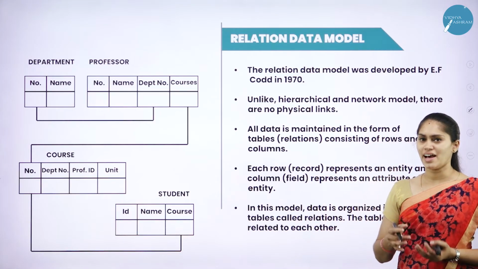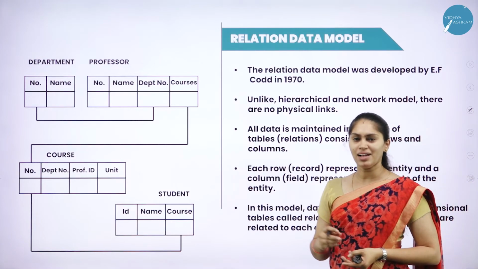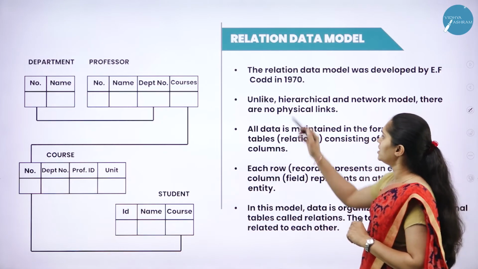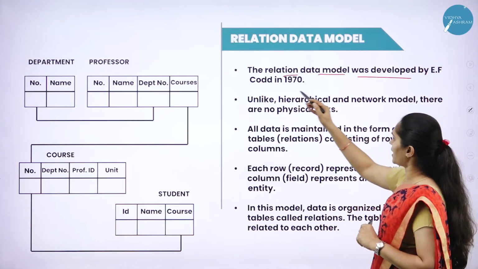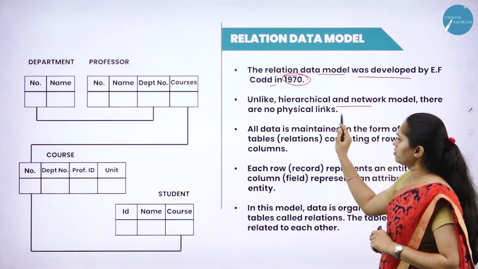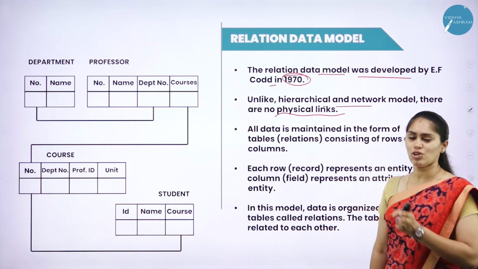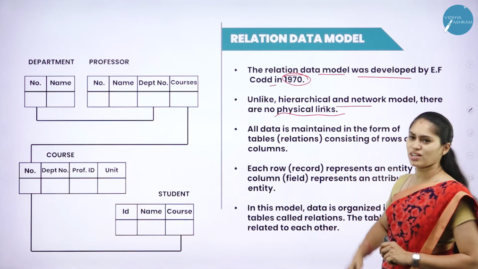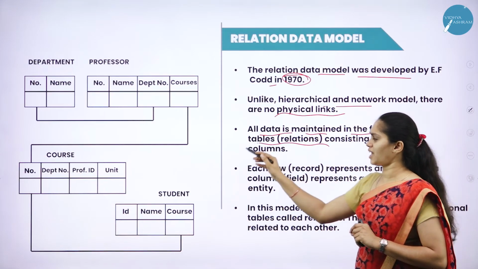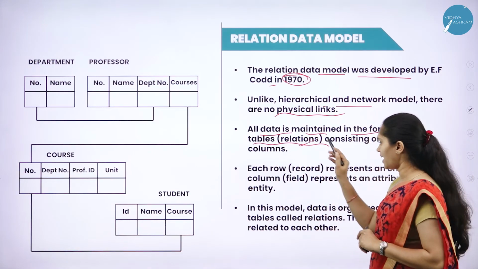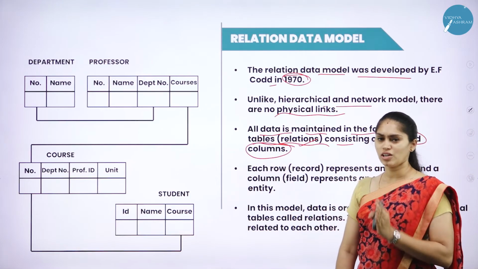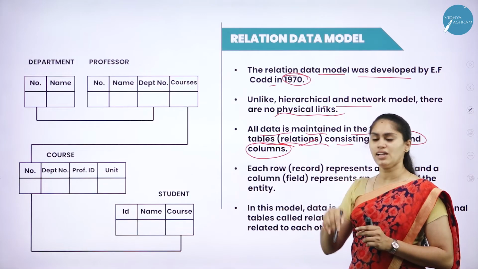Tables are also considered as relations. If it is a table, then it will be a combination of rows as well as columns. The relational data model was developed by E.F. Codd in 1970. Here there will be no physical link from one entity to another entity in the relational data model. Why? Because all the data is maintained in the form of tables. Tables are also called relations, and they consist of rows as well as columns.